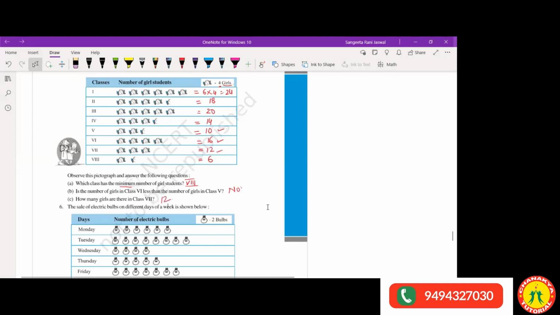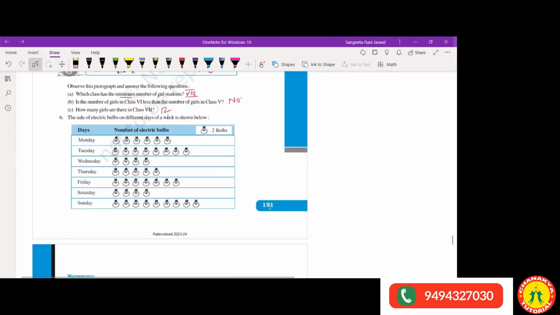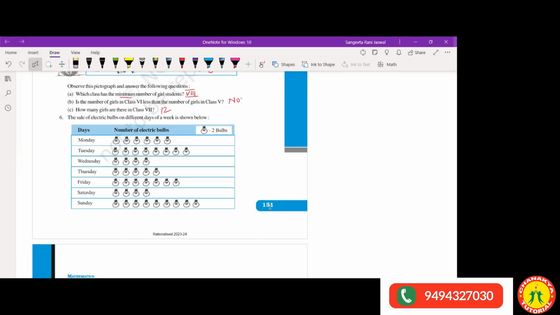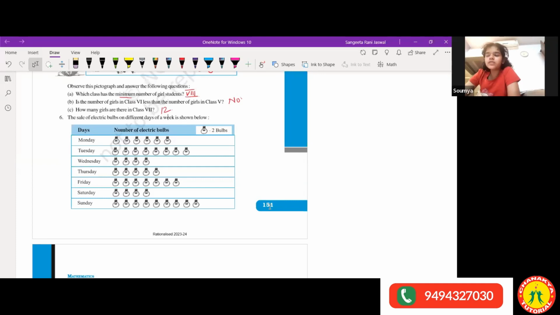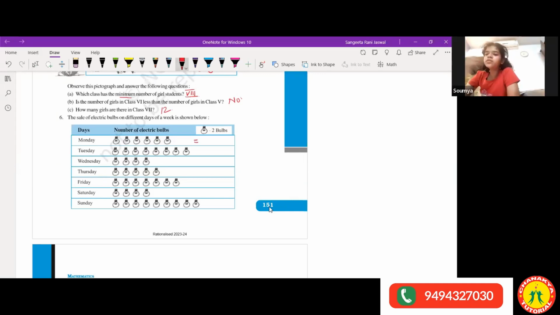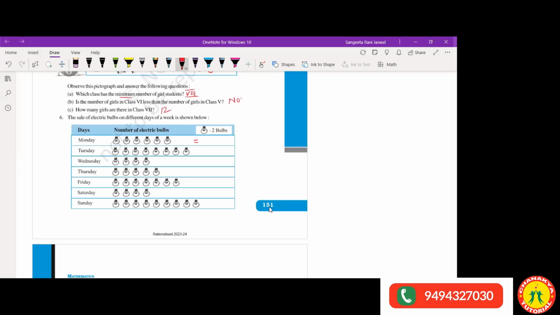Okay. Now, Soumya, read the next question number 6. The sale of electric bulbs on different days of a week is shown below. Ma'am, each bulb represents 2 bulbs. So one picture is representing 2 bulbs. So on Monday, how many bulbs are there? How many sale was done on Monday? Ma'am, 12. So that's 6 into 2, that's 12.